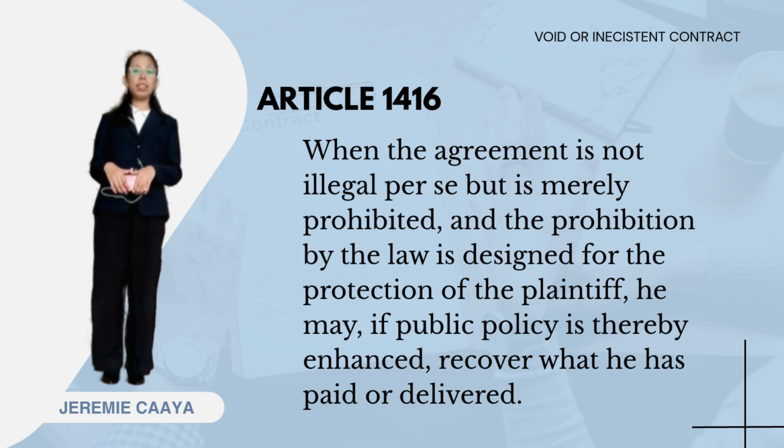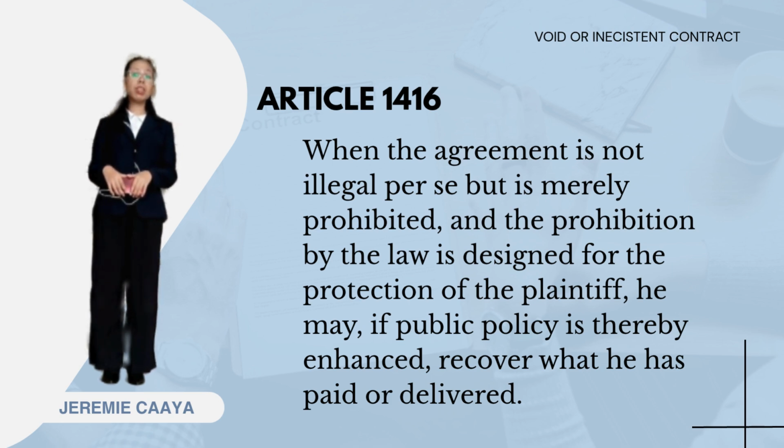Article 1416. When the agreement is not illegal per se, but is merely prohibited, and the prohibition by the law is designed for the protection of the plaintiff, he may, if public policy is thereby enhanced, recover what he has paid or delivered. This article allows recovery in contracts that are not inherently illegal but are prohibited by the law to protect one party. If the prohibition exists for the benefit of that first party, such as in labor or consumer laws, they may recover what they have paid or delivered as long as public policy is thereby upheld.